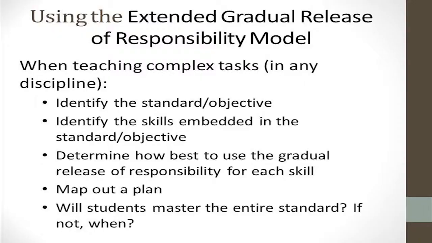In order to use the extended gradual release of responsibility model, what you really need to do is just first of all identify your standard or objective and then figure out those skills. What are the verbs? What are those phrases? What is it that they're supposed to do? And then how will you use that for each skill? So just kind of jot it down. How much do you need to break it up? And then map out your plan.